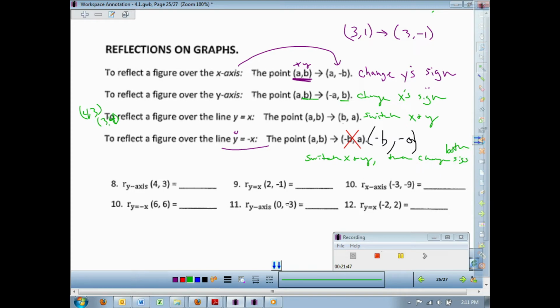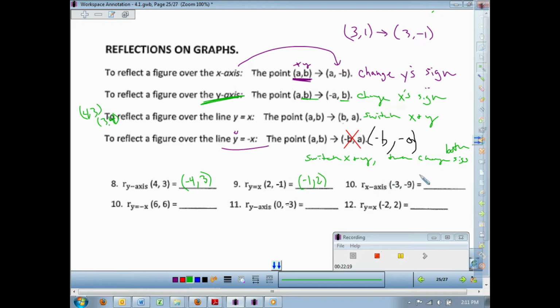So here's 6 problems. They're actually pretty basic, and they should be very, very easy to do when you have the rules right here in front of you. Reflect the point 4, 3 over the y-axis. So here's the y-axis. The rule says change x's sign, so that would become negative 4, 3, and so on. So let's go ahead and do all these. Reflect over y equals x. Rule is just switch them around, so negative 1, 2. Switch x and y around.